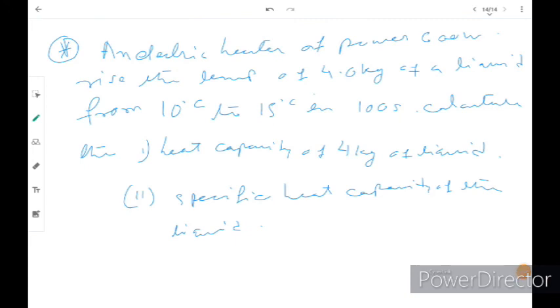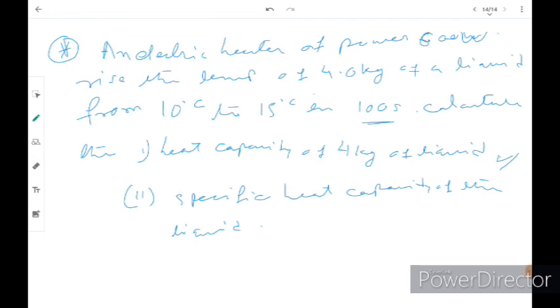So here it is given that an electric heater of power 600 watt raises the temperature of 4 kg of liquid from 10 degrees C to 15 degrees C in time 100 seconds. Calculate the heat capacity of 4 kg of liquid. We have to calculate first the heat capacity of the liquid and the specific heat capacity of the liquid. So here we have to calculate two things. Number one is heat capacity and another is specific heat capacity.